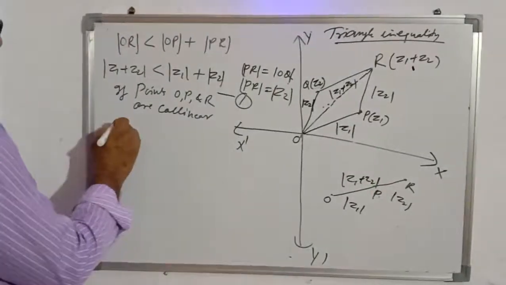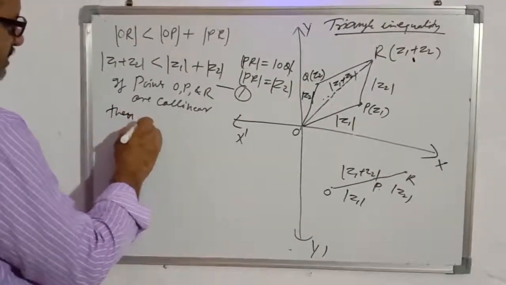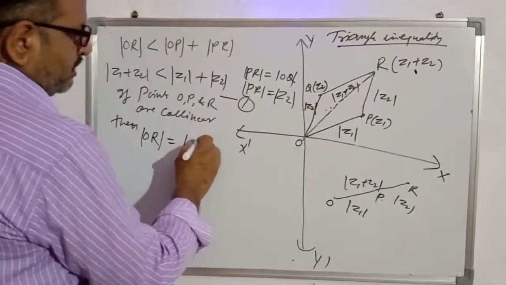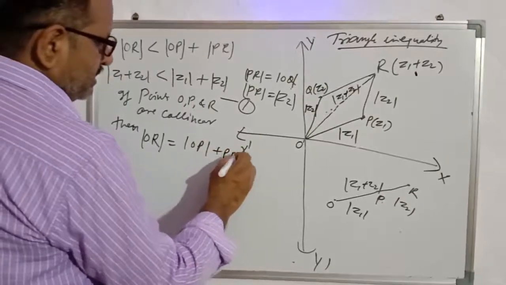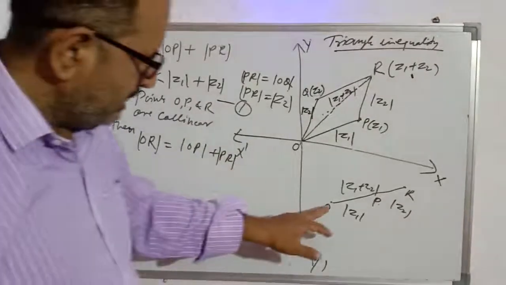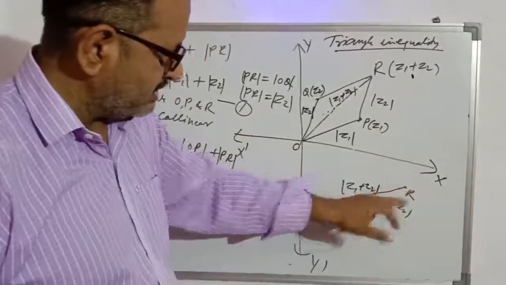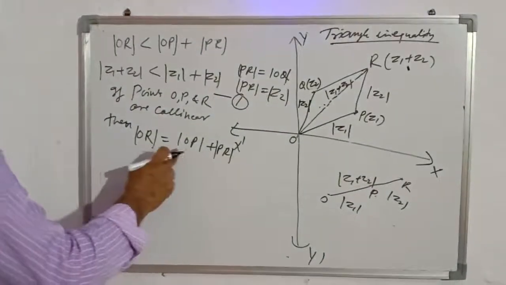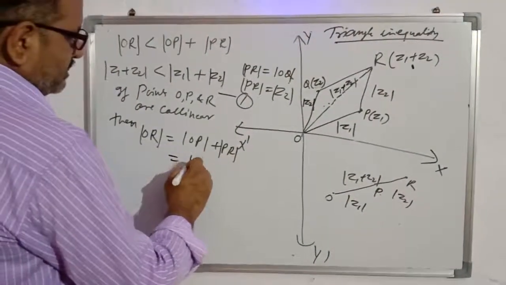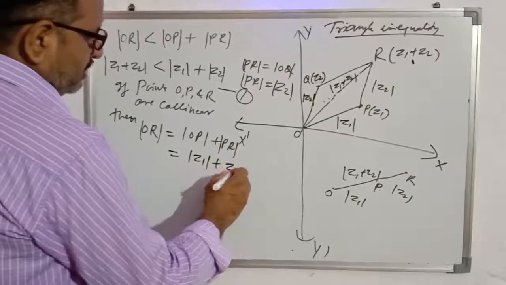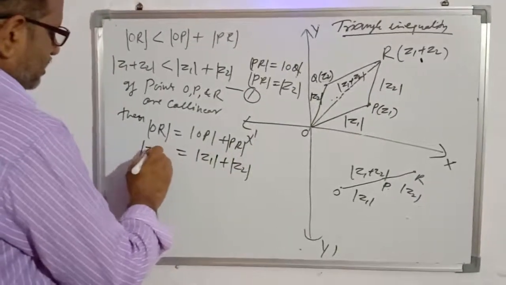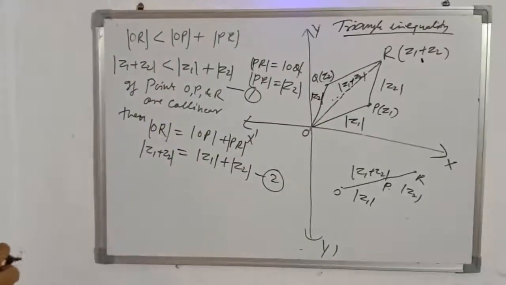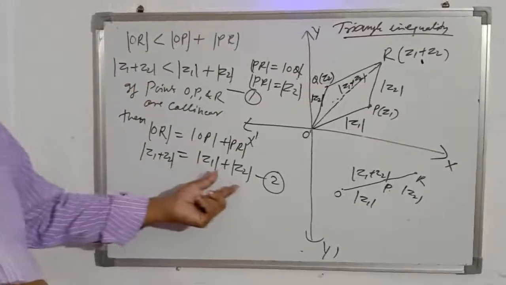In that case, we can write mod of OR will be equal to mod of OP plus mod of PR. If these three points are collinear, lie on the same line, then OP plus PR will be equal to OR. OR is equal to OP plus PR. OP means mod of Z1, PR is mod of Z2, and this is mod of Z1 plus Z2. Second, if the points are collinear, we can write this result.